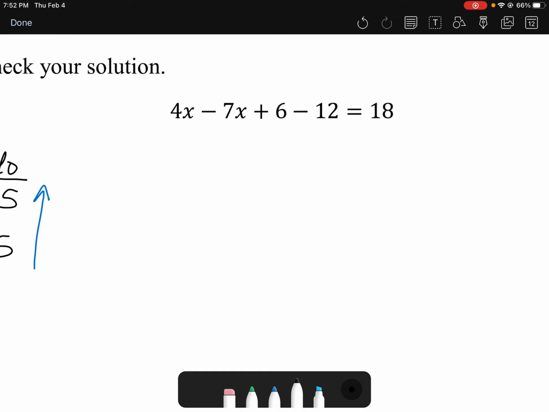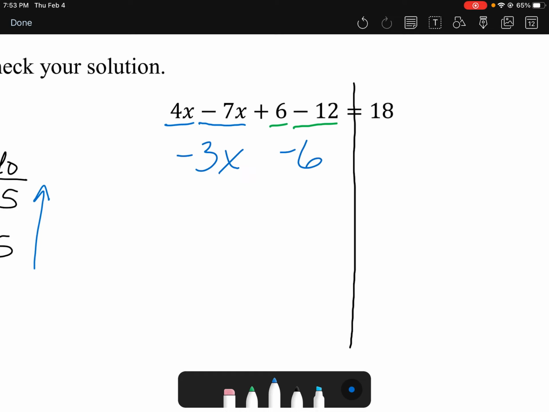All right, so I'm going to go ahead and bring down the equal sign, bring down the line. On the left side, I have 4x and then minus 7x. I also have 6 and minus 12. So 4x minus 7x is negative 3x. And then 6 minus 12 is negative 6. So I can change that if I wanted to a plus negative 6. On the right side, I have 18. There's nothing to combine it with, so it's just going to equal 18.